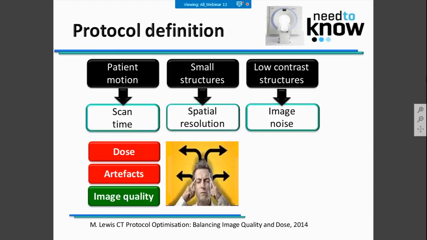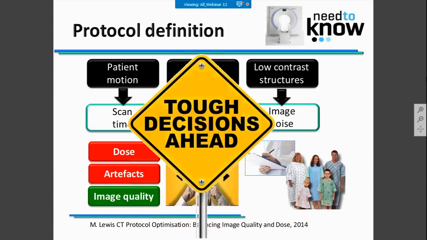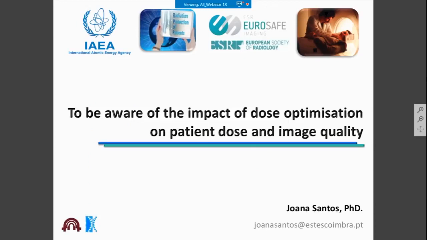So you have to take a lot of decisions. And at the same time, you need to think about the clinical tasks that the patient has and the specific characteristics that patients have when they come to your department. So for each examination, you have a lot of decisions to make. It's important to be aware of those optimization measures. However, it's also important to analyze what happens to the patient dose and to your image quality.